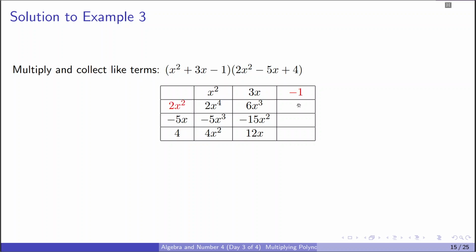Last column, multiplying our negative 1 by everything in the first column, we'll just take that first column and change the signs. Here are our 9 terms. Now let's collect our like terms along the diagonals.